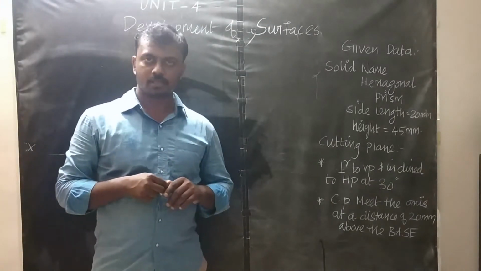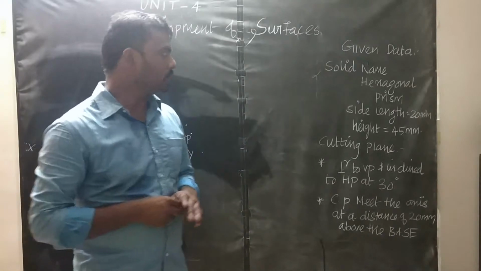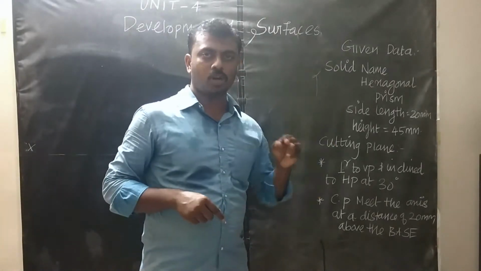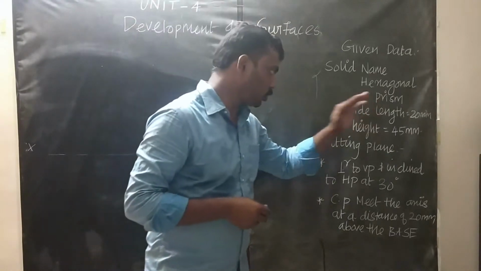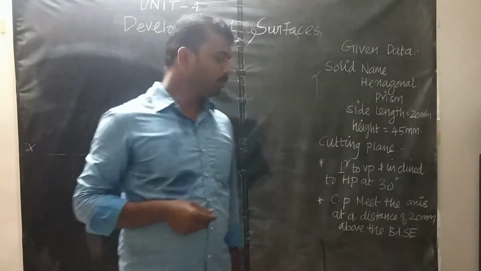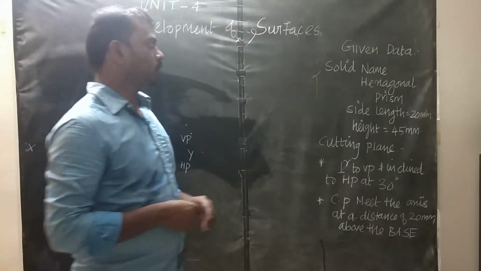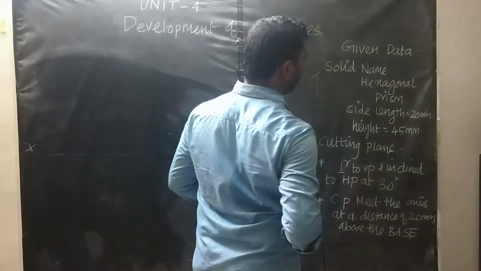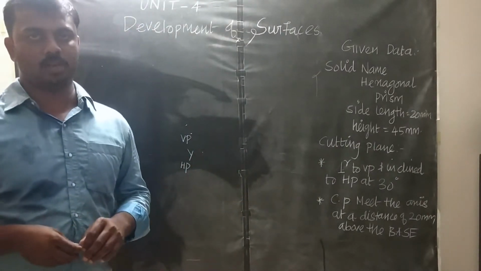Before we start, collect the given data from the problem. In this problem, the name of the solid is hexagonal prism. The side length is 20 mm and the height is 45 mm. Then we have 2 more data to draw the cutting plane. Let me take these 2 data, and based on that draw the simple position of the solid.